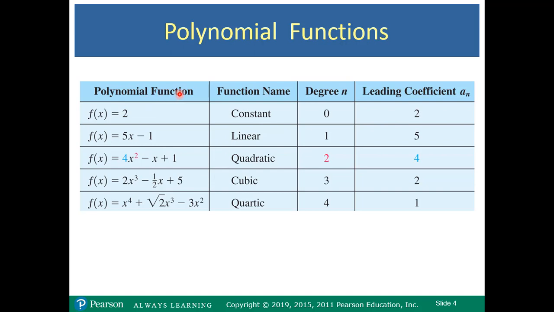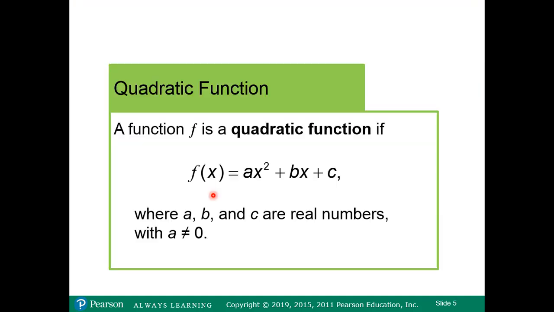Again, just a little bit of review. Polynomial functions: we have this one, a constant function of degree 0. The leading coefficient here is 2, which is also the constant term. Here we have a linear function, degree 1, and the leading coefficient is 5. Here the leading coefficient is 4 and the degree is 2. This is a quadratic. Then we have a cubic function, which has degree 3 with a leading coefficient of 2, and here we have a quartic, degree 4, with a leading coefficient of 1.